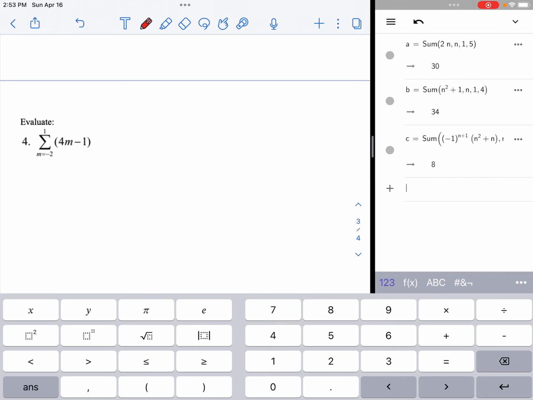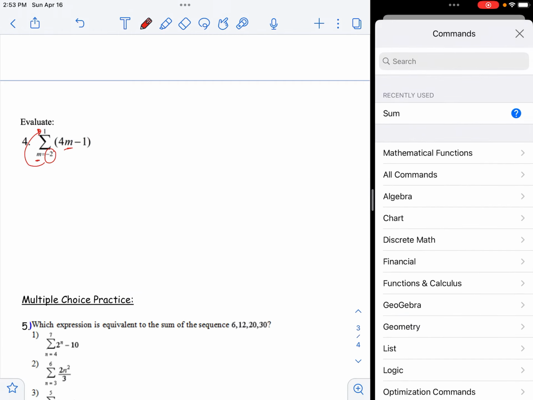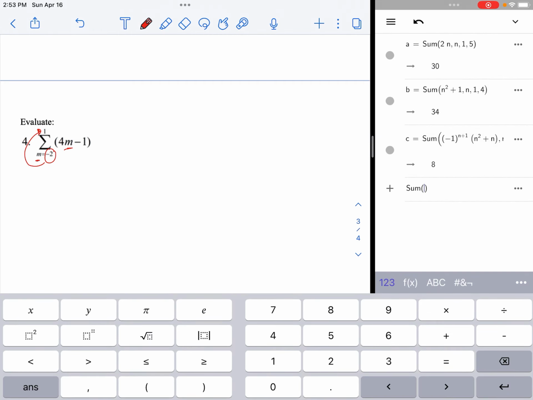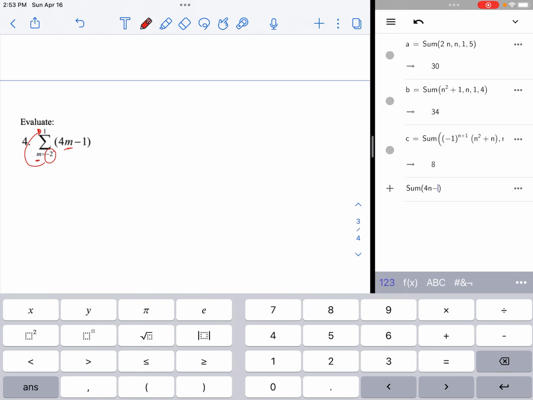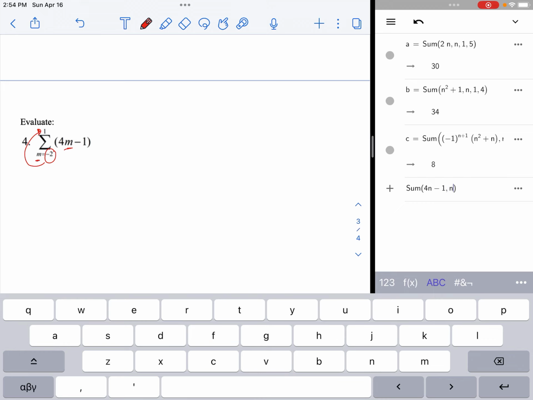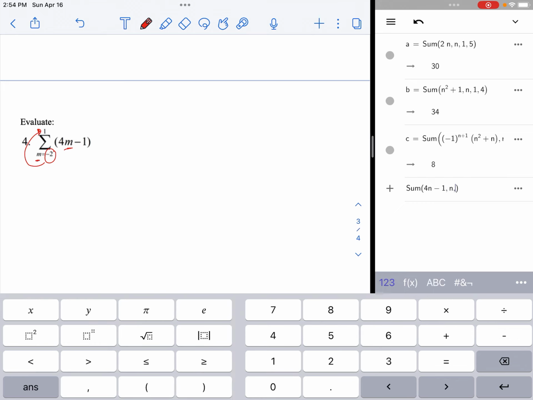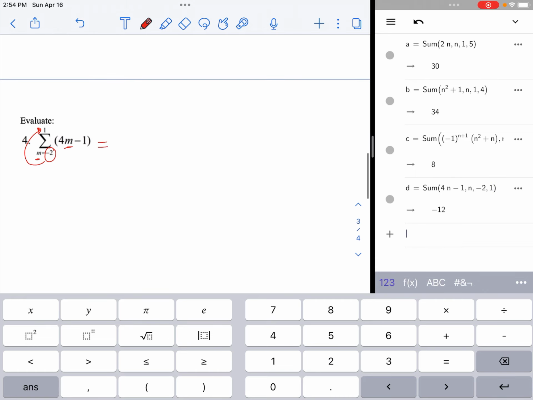This one as well. Here you're plugging in -2, -1, 0, and 1. But again, because m is the only variable there, I could use the sum command. First the expression, 4, the letter n minus 1, comma. So if you don't remember to use the letter n, you're going to have difficulty with this in the calculator, comma, -2, comma, 1. And this is equal to -12.